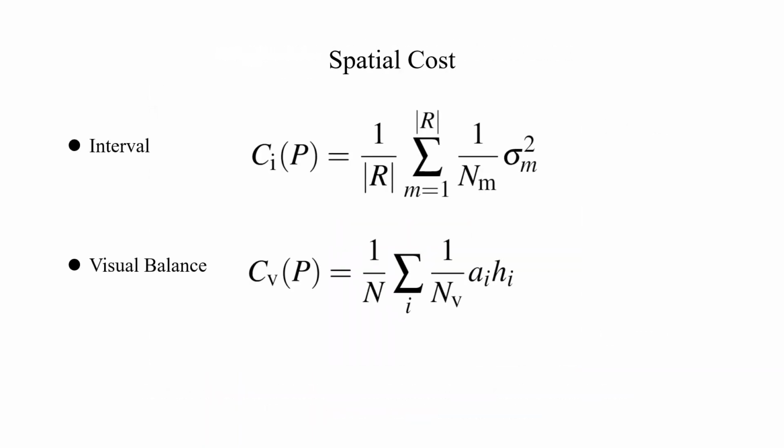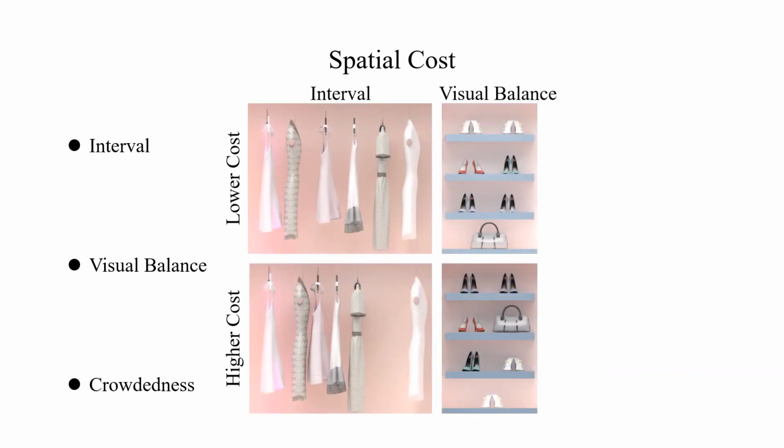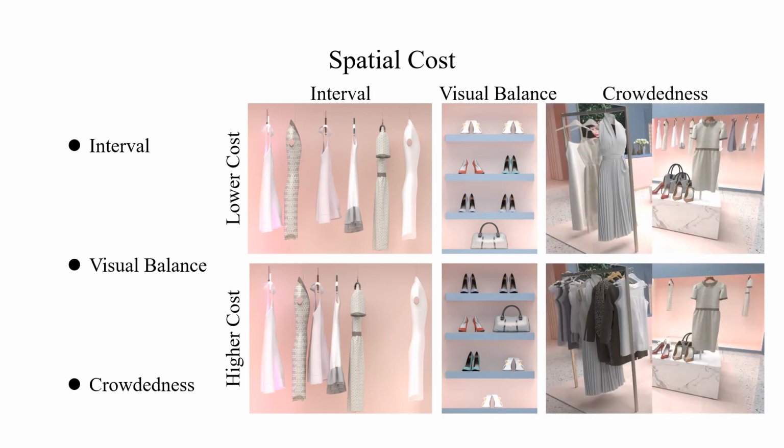Spatial term, including interval, visual balance and crowdedness. Interval constraint places products with equally spaced intervals on the shelves. Visual balance constraint keeps visual balance by placing large products at lower locations and small products at higher locations. Crowdedness constraint avoids too many products on one shelf.